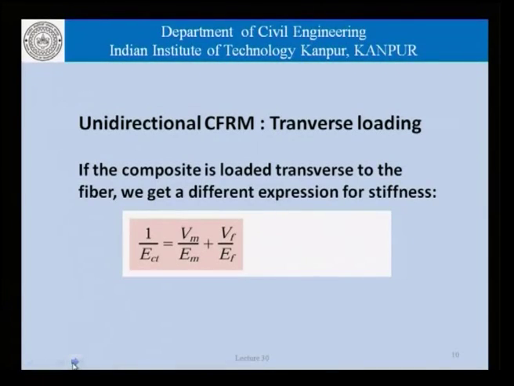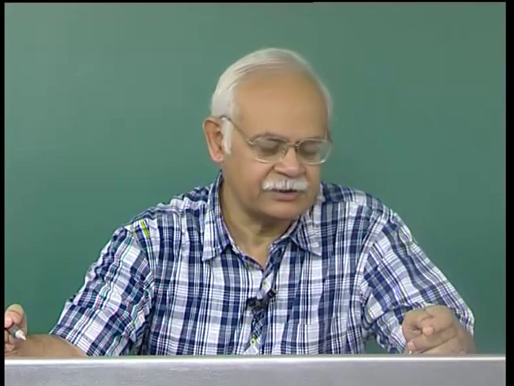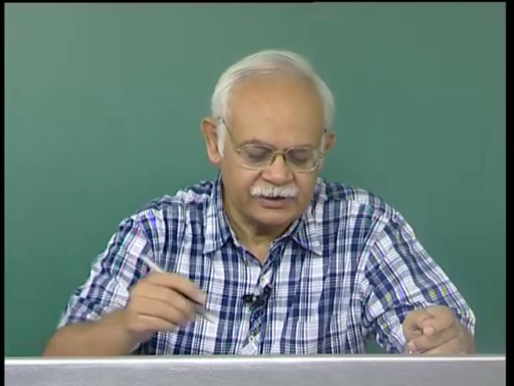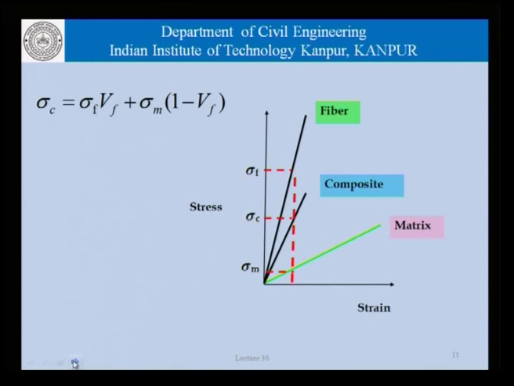Similarly, if the load was applied in the transverse direction, that is in a direction perpendicular to the orientation of fibers, we are not doing the derivation here, but the E transverse. So, this T here is transverse. The E transverse of the composite can be written in terms of V m upon E m plus V f upon E f, and we can write V m as 1 minus V f like we had done in the previous case.